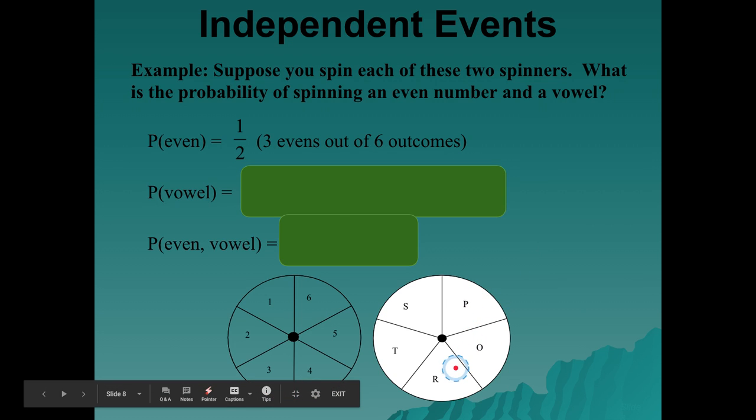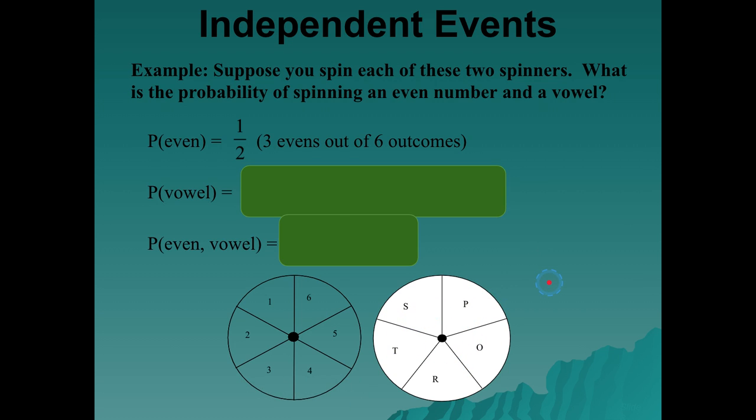Vowels. We've got 1, 2, 3, 4, 5 possible outcomes. How many of those are vowels? And we see that 1 out of 5. So what's the probability of spinning a spinner? What is the probability of spinning an even number and a vowel? You take those two probabilities and multiply them together.